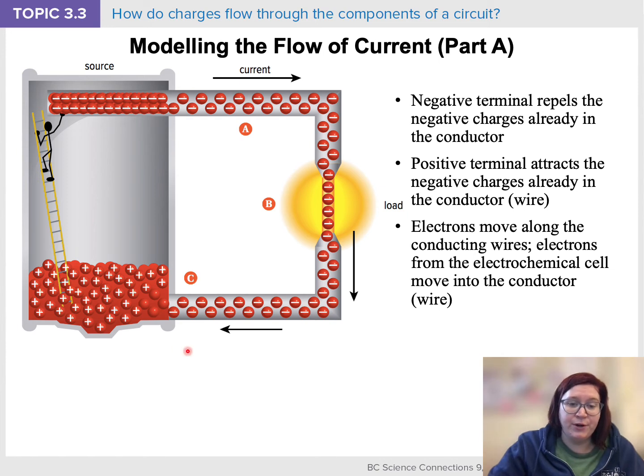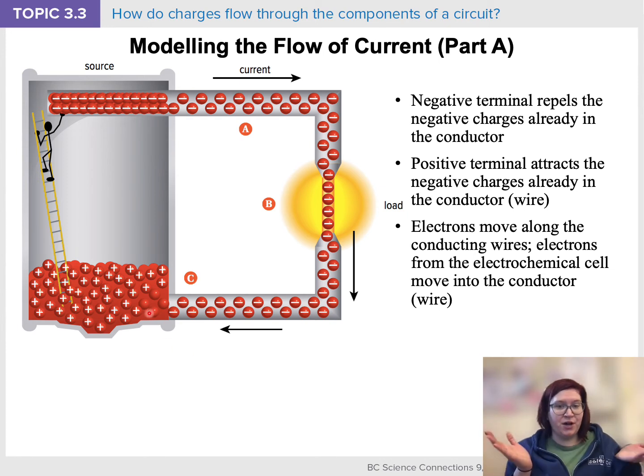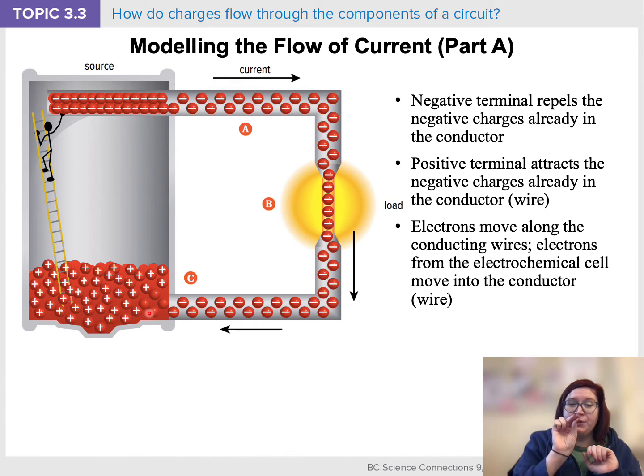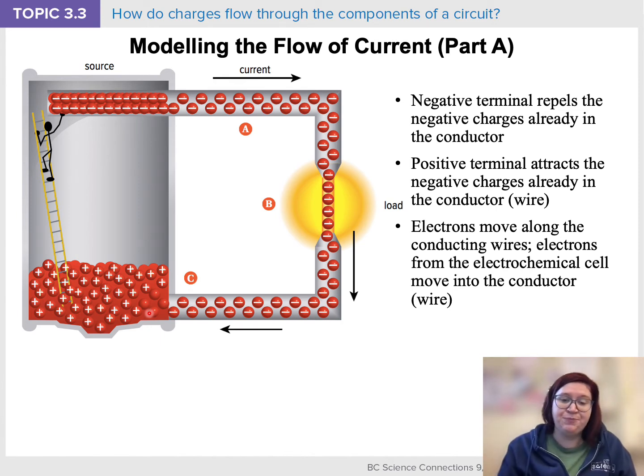So it's going to push those negative charges away from it. The positive terminal over here is going to attract because opposite charges attract. So it's going to pull those electrons into the positive terminal. And then electrons are going to start moving along this conducting wire. Okay, so negatives are getting pushed from this end and pulled from this end. So they're going to start this flow or current.